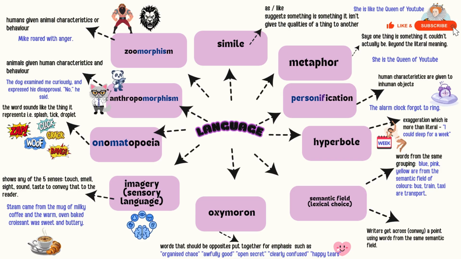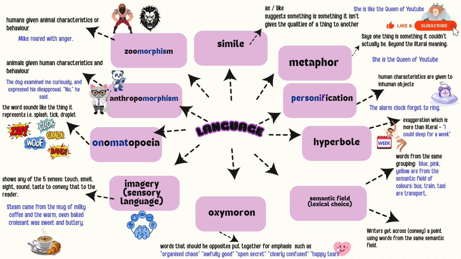Now, metaphor is different to simile because with a metaphor, something is said to be something it isn't, or a person is said to be something or someone they are not. So I could do the same as the simile where I said she is like the queen of YouTube, but now I'm going to say she is the queen of YouTube. And so is she the queen? Like the Queen of England?